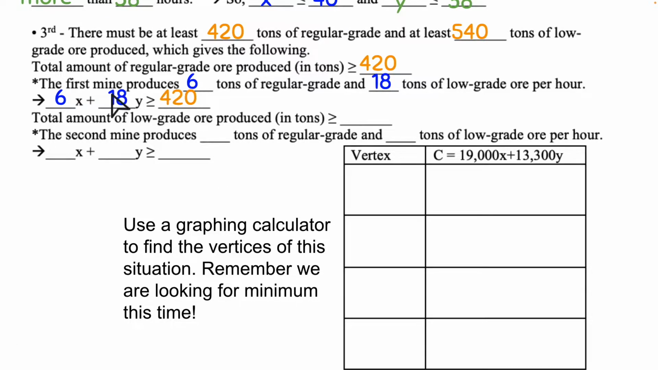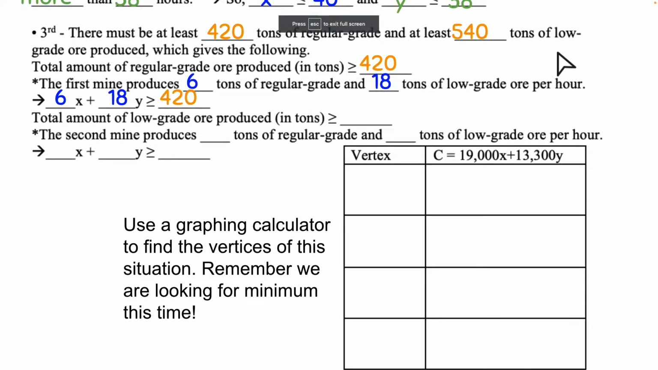And we're going to have the second kind of constraint inequality here that's actually more involved than just number of hours. Sorry, losing my wording here. The total number of low-grade ore produced in tons has to be greater than or equal to 450. So they're doing less regular grade than low grade. So low grade's probably less expensive.